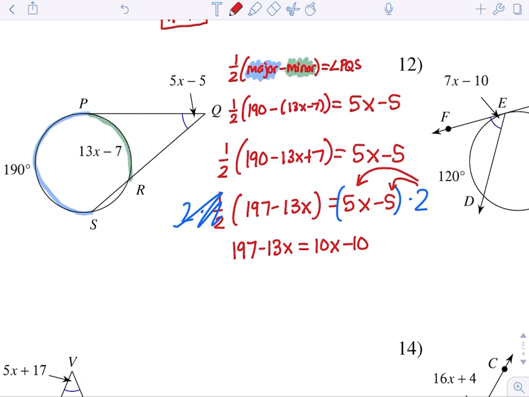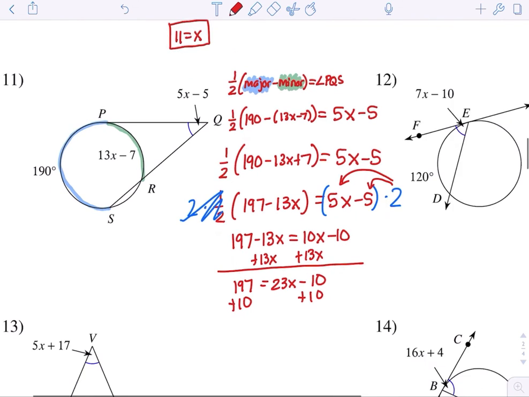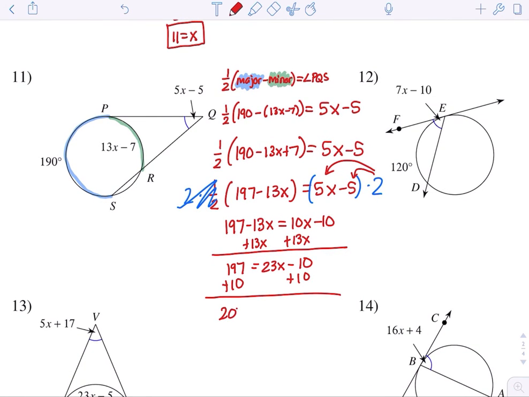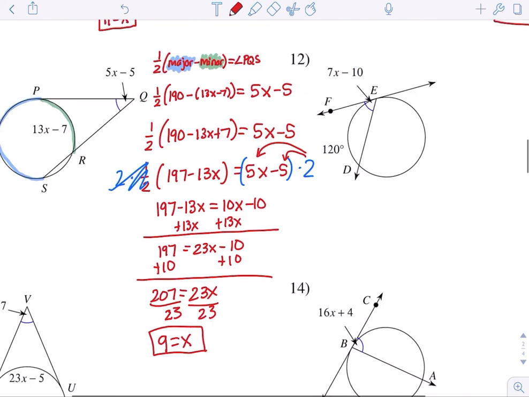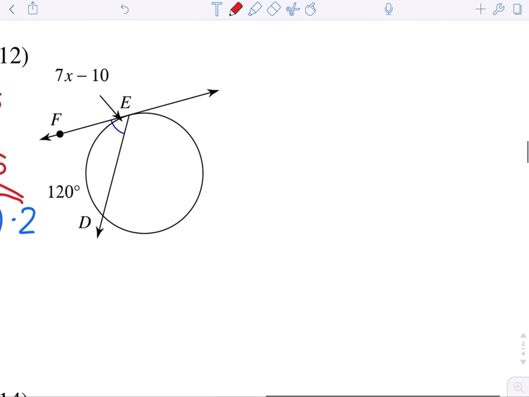And now let's solve this out. So we are going to get plus 13x plus 13x, 23x minus 10, and then plus 10 to both sides. 207 is equal to 23x, and when we divide both sides by 23, we are going to get 9 is equal to x. Okay, that's number 11.